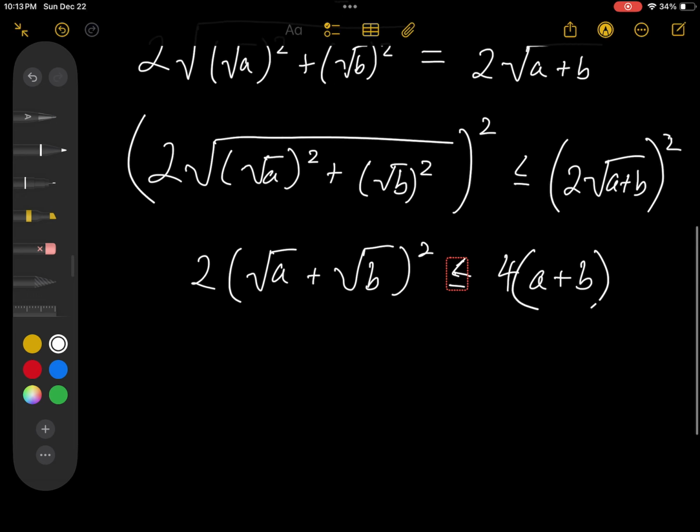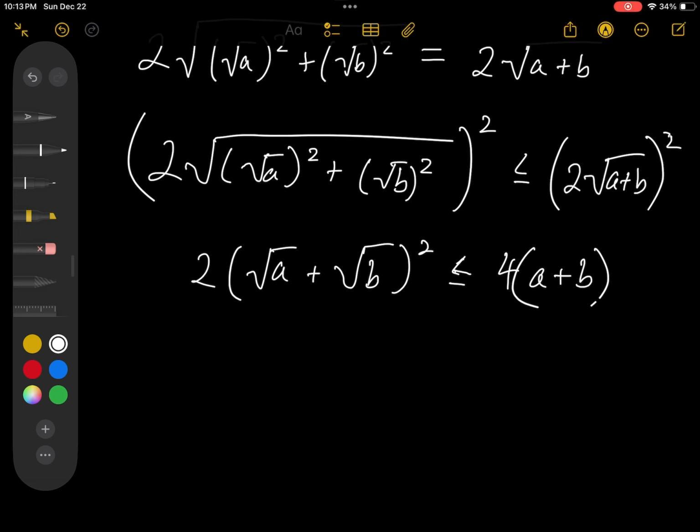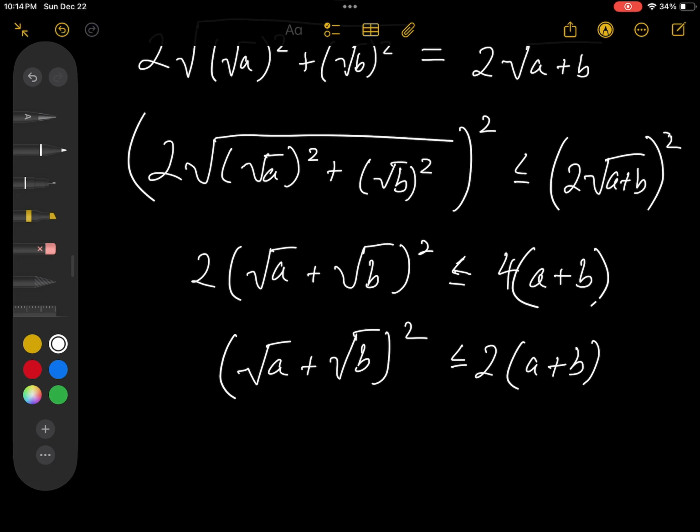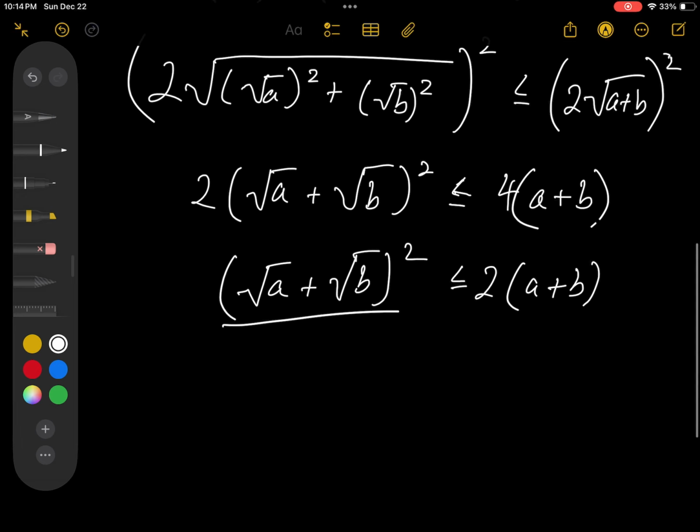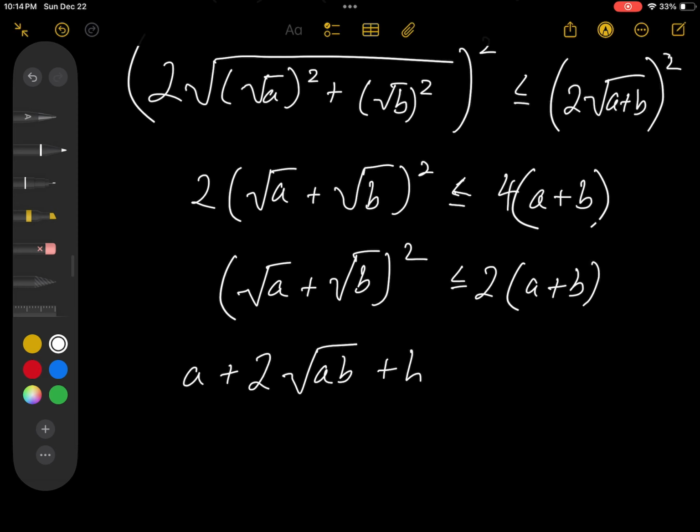And now we can carry on. We can divide the 2 and the 4, right? So that would become square root of A plus square root of B all squared is less than or equal to 2 times A plus B. And as you can probably see, we're getting very close now. We can expand this guy out here. All right, that's going to become A plus 2 times square root of AB plus B is less than or equal to 2A plus 2B.